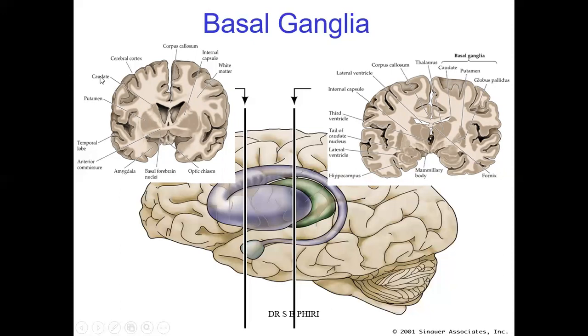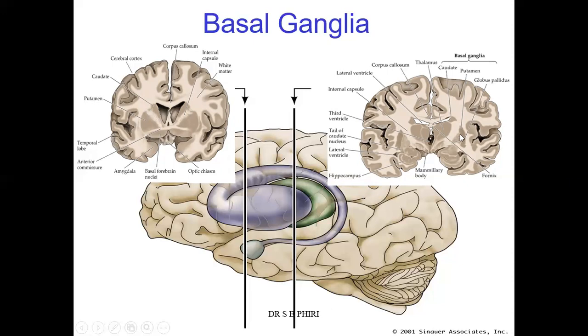So you find that the caudate nucleus is connected to the lentiform nucleus. The lentiform nucleus is a combination of the putamen and the globus pallidus, external and internal, because it looks like a lens. That's why it's called a lentiform nucleus. In between the caudate and the putamen, or the lentiform nucleus, this is where you find the internal capsule. So you have the posterior limb of the internal capsule where those pyramidal fibers are passing.